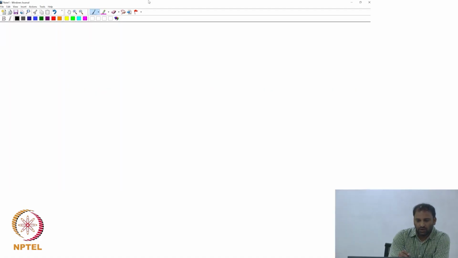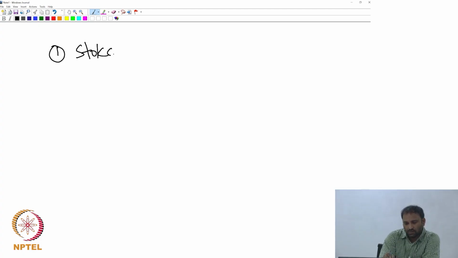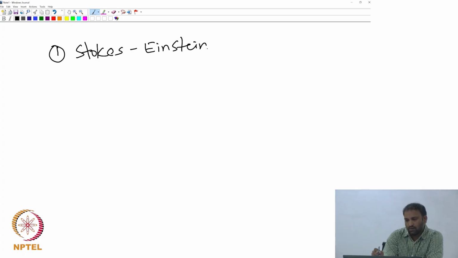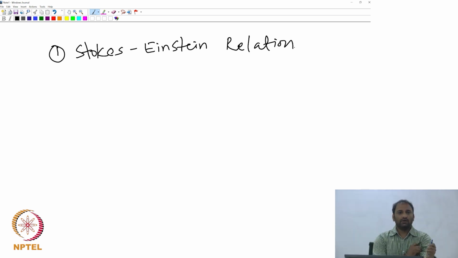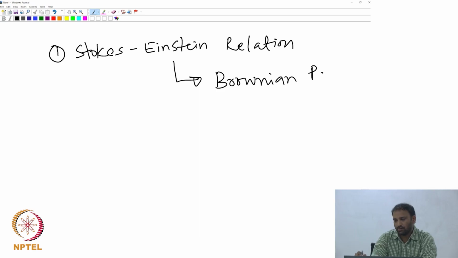One is to look at something called the Stokes-Einstein relation. This is applicable to something called Brownian particles. As I was mentioning in the previous class, this is one of the widely used relations for finding out particle size data.